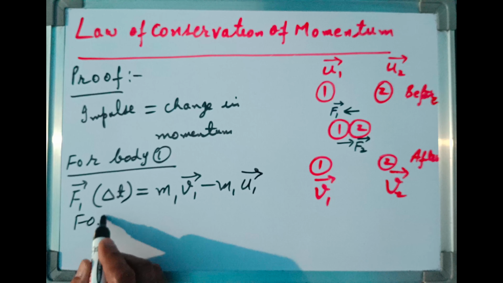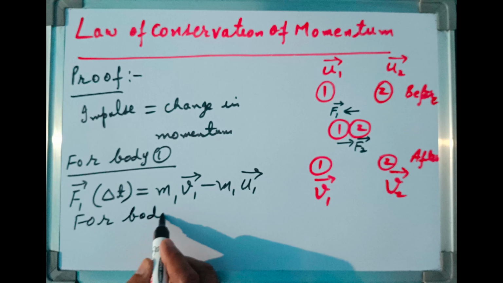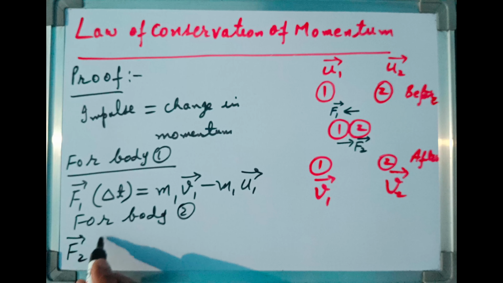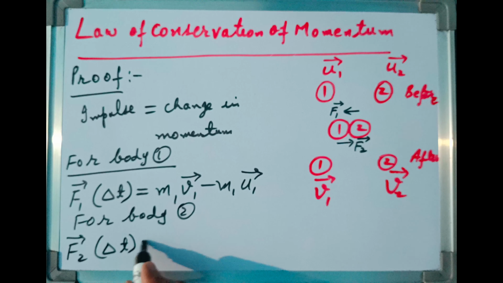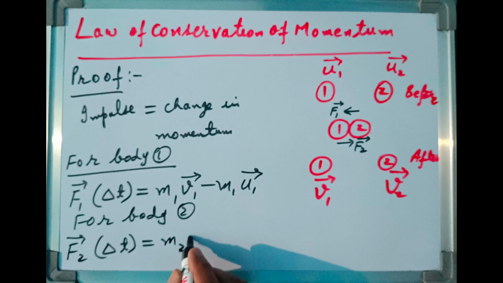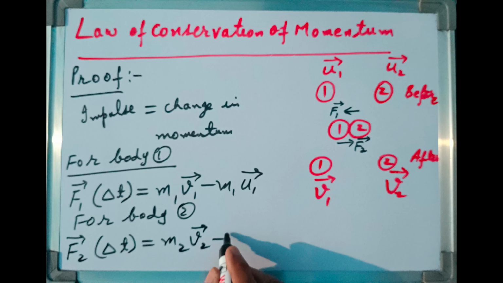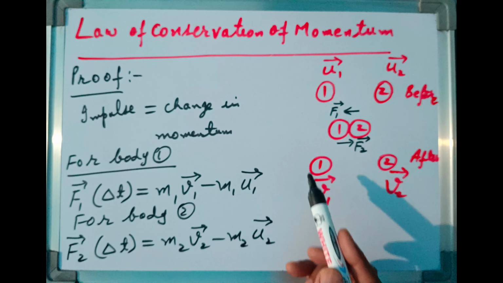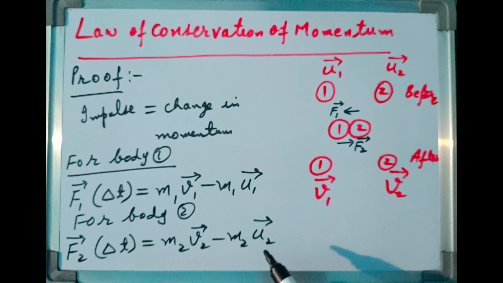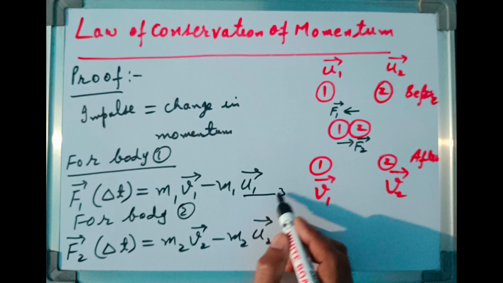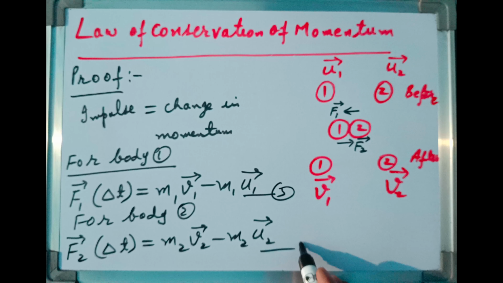Similarly, for body number 2, impulse can be written as F2 vector multiplied with the time equal to change in momentum of the second body. For this second body, I can write m2 v2 vector minus m2 u2 vector. m1 is the mass of the first body, m2 is the mass of the second body. Let me call this equation number 3 and this equation number 4.